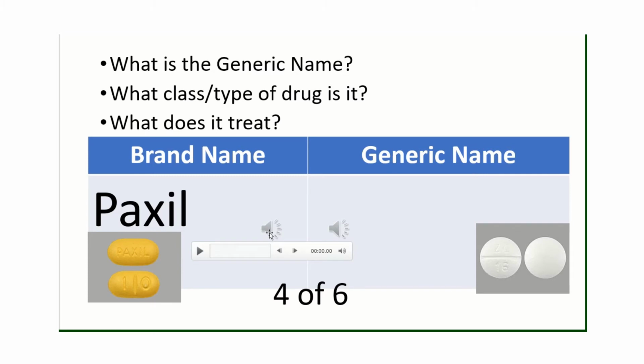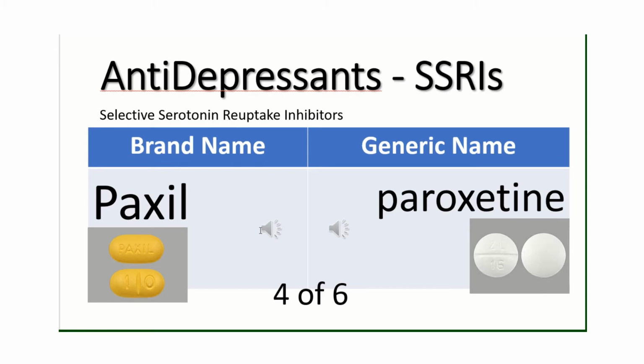What is the generic name for Paxil? What type of drug is Paxil? What does Paxil treat? The generic name for Paxil is paroxetine. Paxil and paroxetine are SSRI antidepressants.